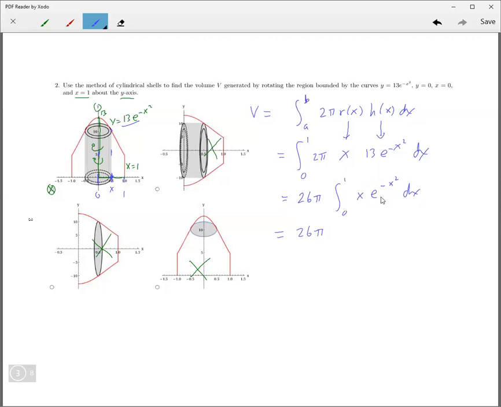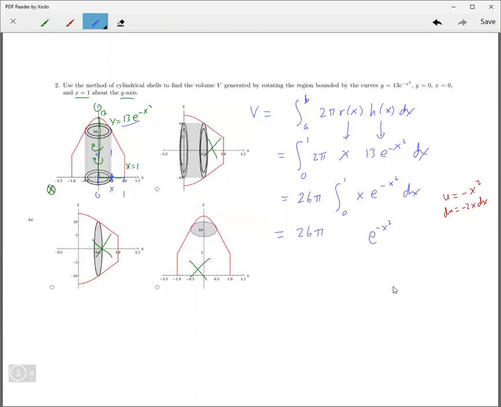Okay, now you can use a u substitution, and so here's what you can do. You can let u be negative x squared, which would be good, because that's the inner function right here. So then du would be negative 2x dx. So you can do it that way, but what I like to do at this point is just guess what the integral is. Taking integrals is really just guessing.